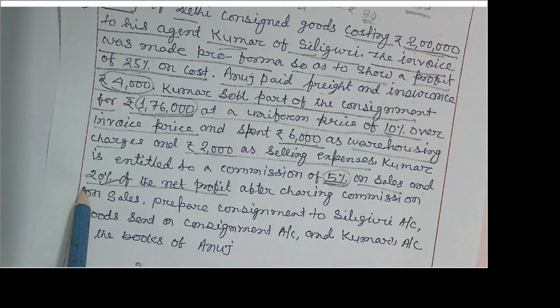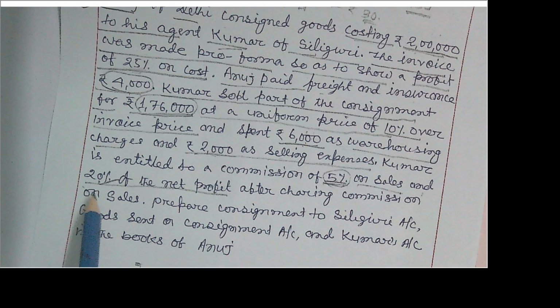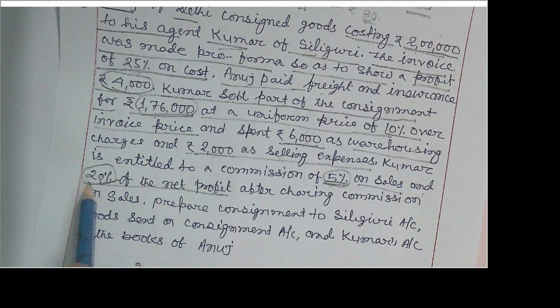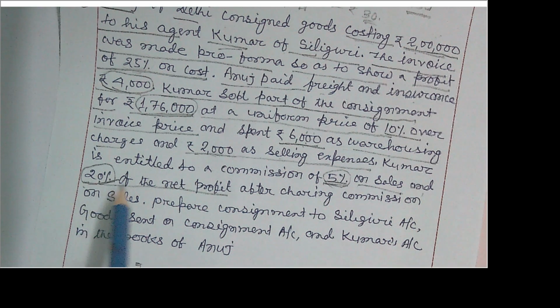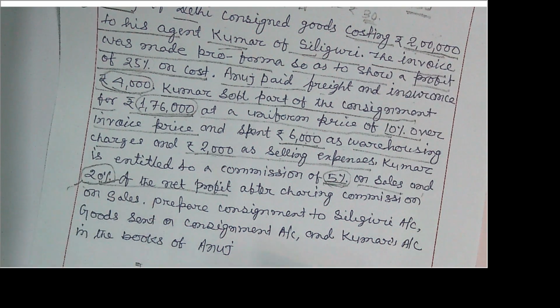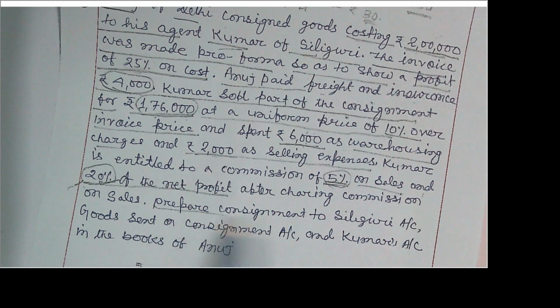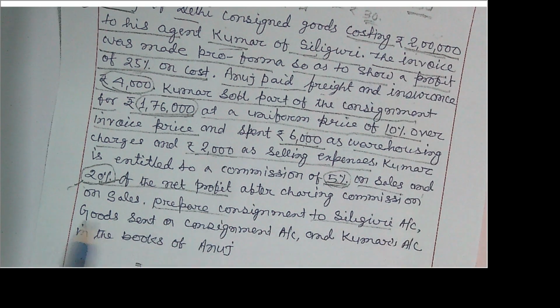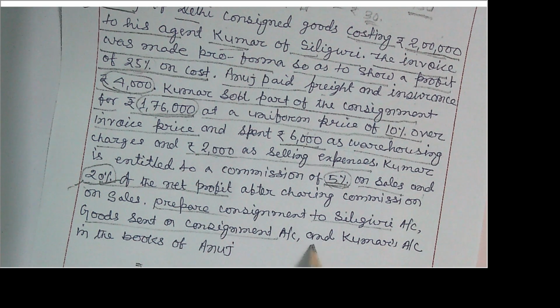Now what is the profit? Only after preparing the consignment to Siliguri account do we come to know the amount of profit made by this consignment business. On that profit he is entitled to get 20% again. So now here it is given: prepare the consignment to Siliguri account, goods sent on consignment account, and Kumar account in the books of Anuj.